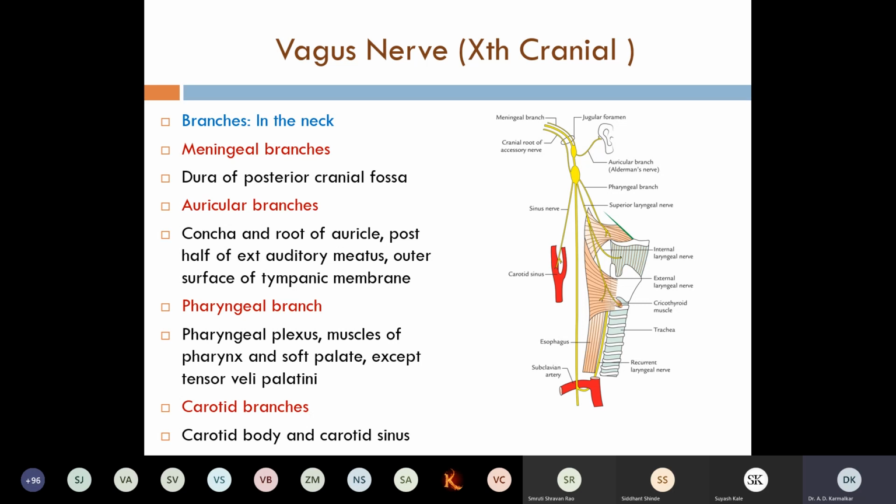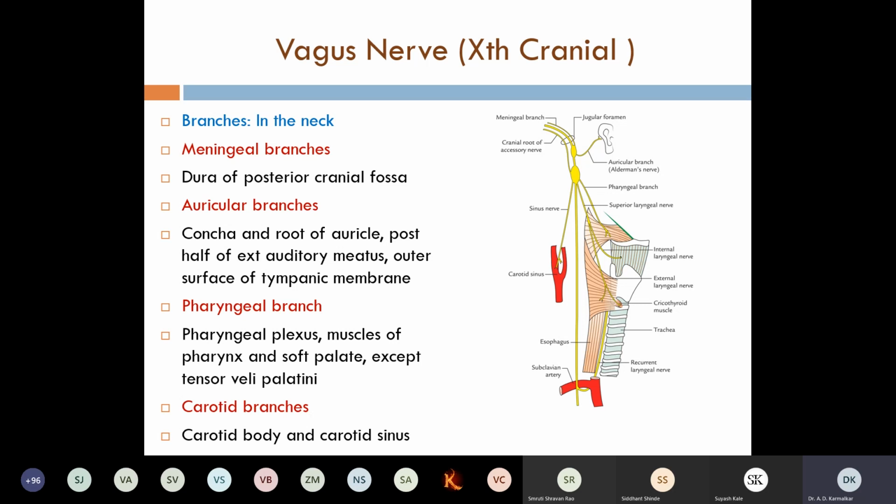Auricular branch, remember: concha and the root of the auricle, posterior half of the external auditory meatus, and outer surface of the tympanic membrane. So the outer surface of the tympanic membrane, the posterior half of the external auditory meatus, and the concha of the auricle, all these are supplied by the auricular branch of the vagus nerve.